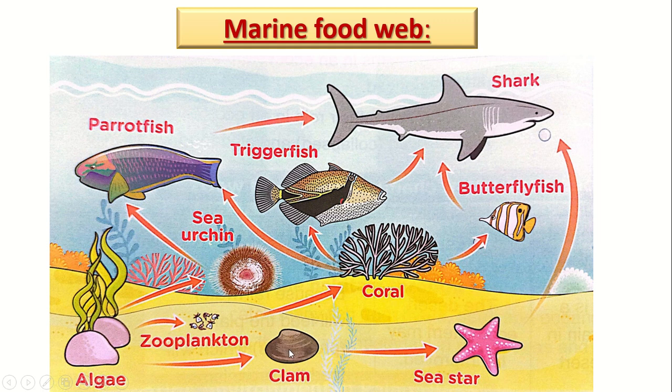Okay, who is eating the clam? The secondary consumer which eats the clam is the sea star. Okay, who is the secondary consumer which eats the zooplankton? It is the coral. Do you know the coral? The coral is feeding on zooplankton, so it's a secondary consumer. Okay, who is eating the sea urchin? The sea urchin can be eaten by a fish called parrotfish. So the parrotfish is a secondary consumer which eats the sea urchin.